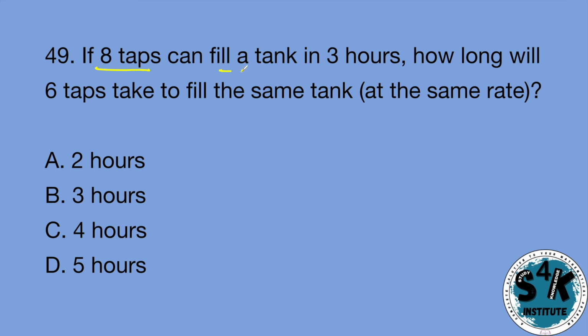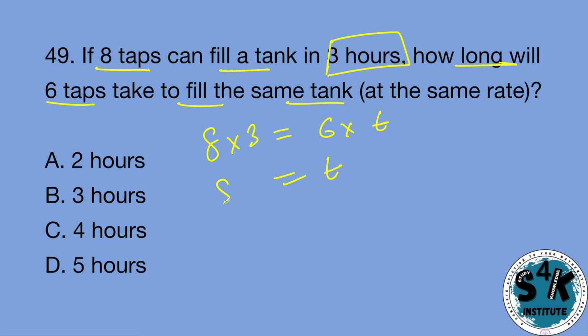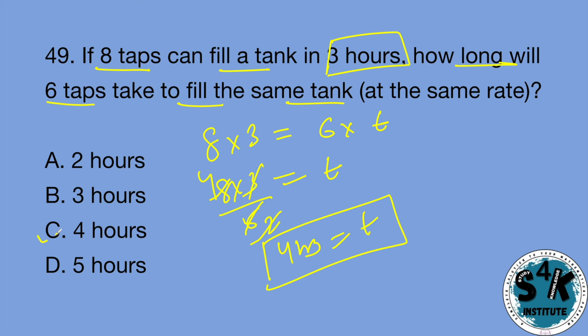Okay, if 8 taps can fill a tank in 3 hours, how long will 6 taps take to fill the same tank? Obviously if you increase the number of taps, the time will decrease. If you decrease the number of taps, time will increase. So they are inversely proportional. 3 into 8 is equal to 6 into t. So t is equal to 8 into 3 by 6. So t will be 4 hours. Okay, so answer is C.